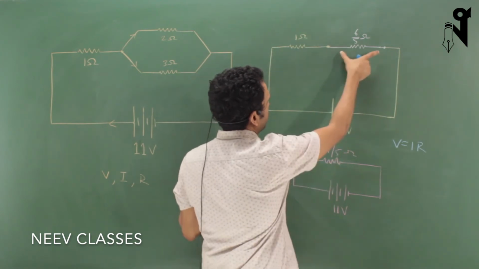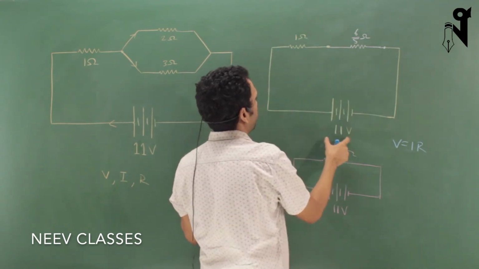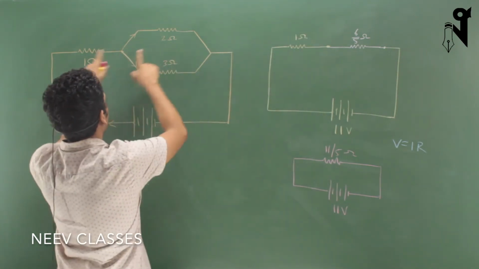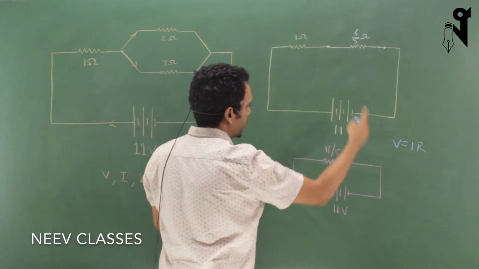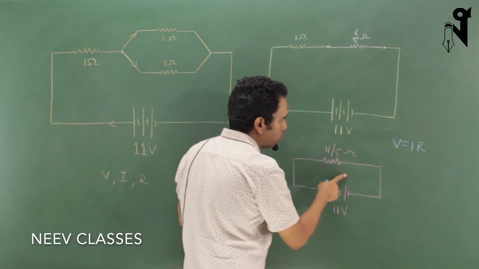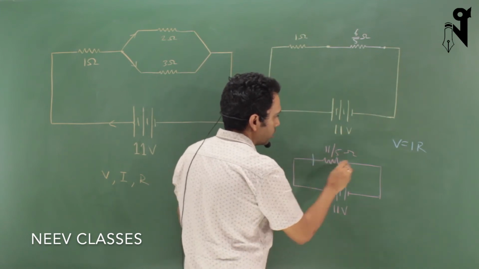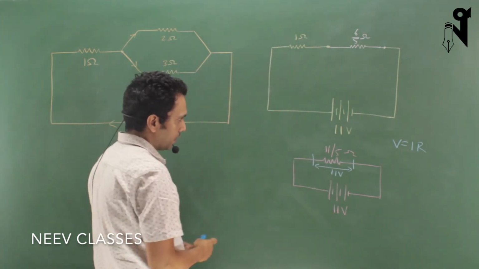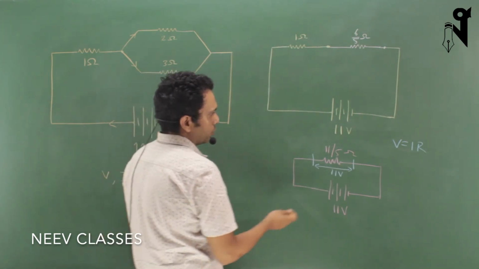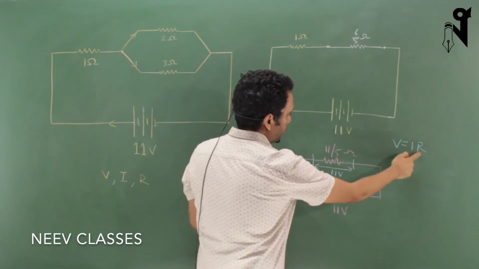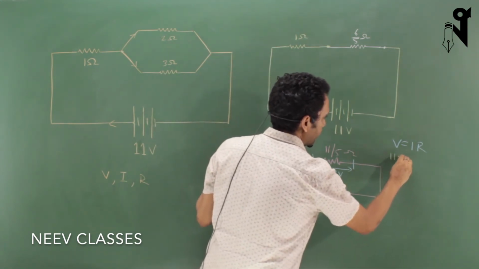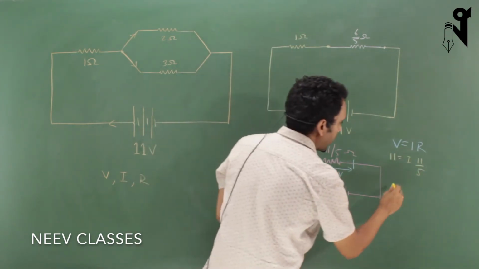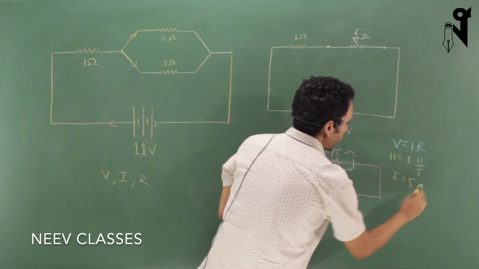We did not know the voltage across this here. It was not 11. We did not know the voltage across this guy. It was not 11. We did not know the voltage across this one or that one. So we were resolving, and we come to a point where we know the voltage across this. So what is the voltage across that? The voltage across this is full 11 volts. Easy numbers for us. So V we put as 11, R we put as 11 by 5, and we'll get our current I equal to 5 amps.